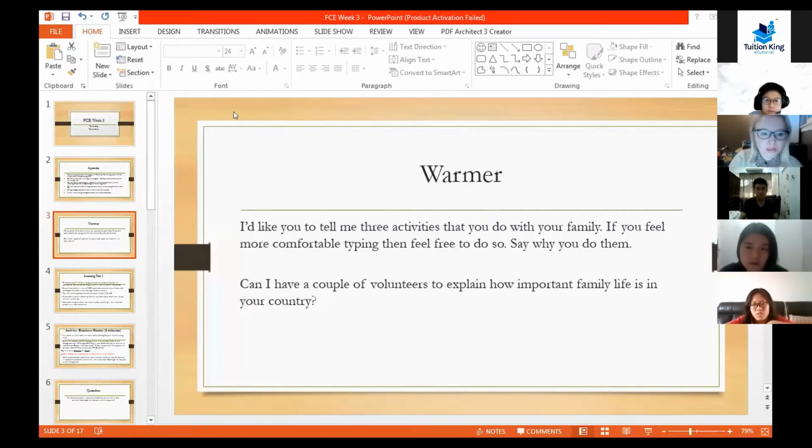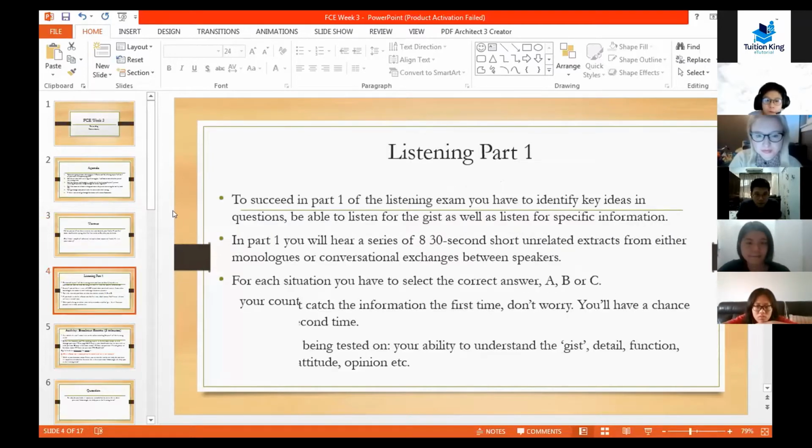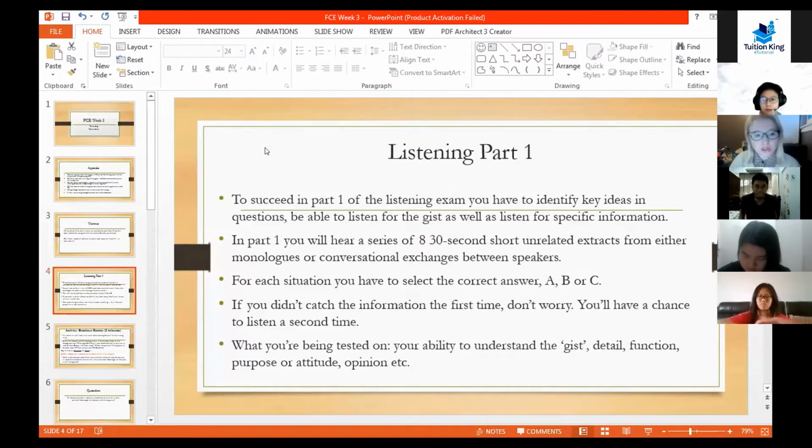Okay, so just moving on to the next slide. I've just got a slide here with some information about listening part 1, and just some tips here for what you're being tested on and what you need to do in order to succeed. So what you need to be able to do in this part of the exam is to identify key ideas in the questions, and soon we'll be doing an exercise based on this idea. We'll be doing that very soon.